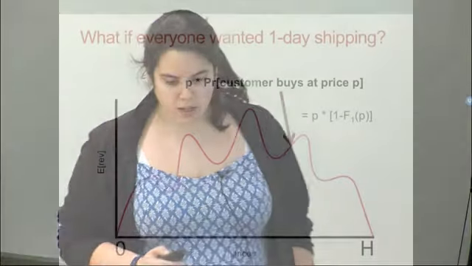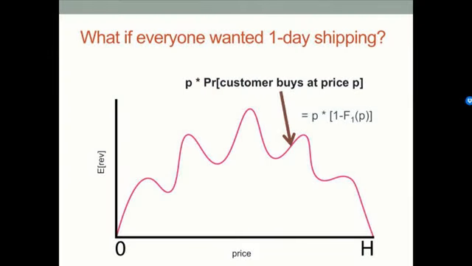Cool. So let's just talk about the simplest possible setting. What if there's only one shipping option? Everybody wants one-day shipping. What is this object? This object is a revenue curve. What it does is it maps prices that you could set for shipping to expected revenue. And so some point on the curve is just the price times the probability that a customer is willing to buy at that price. And so that's what this graph is.